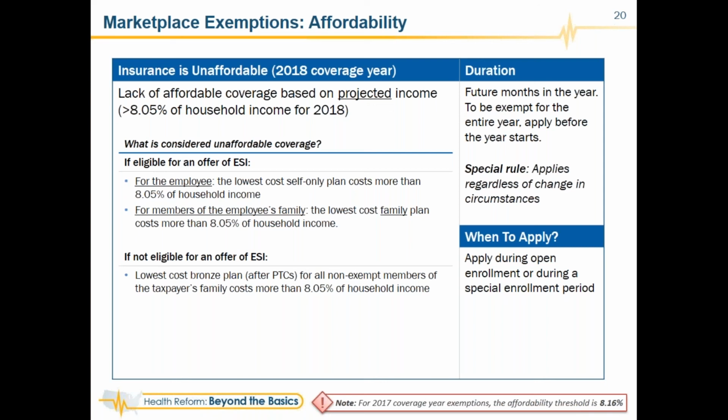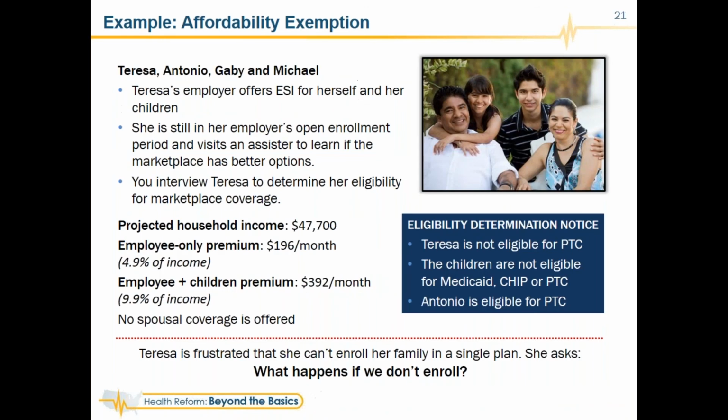So here's an example that kind of throws the rules together. This is Teresa and her family. Teresa's employer offers ESI, which is employer-sponsored insurance, for herself and her children. She's still in her employer's open enrollment period, and she's visiting you to learn if the marketplace has better options. You talk to Teresa to determine her eligibility for marketplace coverage. You can see her income is almost $48,000.